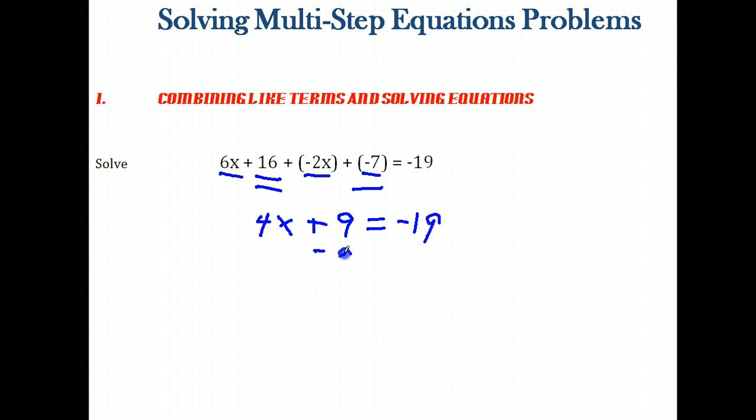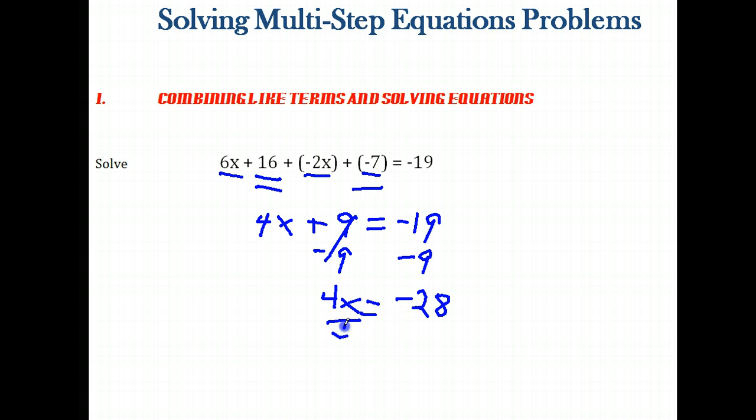We're going to subtract 9 from both sides because we're going to do inverse operations just like we learned. They cancel. I bring down my 4x, bring down my equal sign. Negative 19 minus 9. Now I'm using my integer rules. Negative 28.